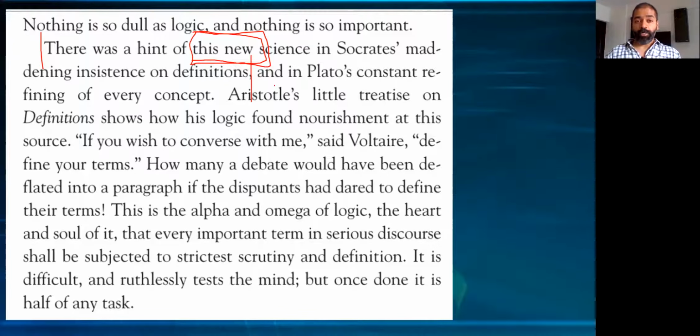Aristotle's little treatise on definition shows how his logic found nourishment at the source. So we have Socrates, we have Plato, and we have Aristotle. Generally, I remember it as Pa, okay, to remember the chronological order. Socrates, Plato, and Aristotle. Anyway, you're not philosophy students, you don't have to worry that much. If you wish to converse with me, said Voltaire, define your terms. This sentence is not giving you any new information. It just agrees with this old information again. So you should know when sentences are not useful, they're just adding more content, right? Makes your life a little easier.